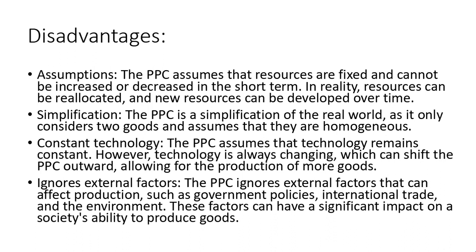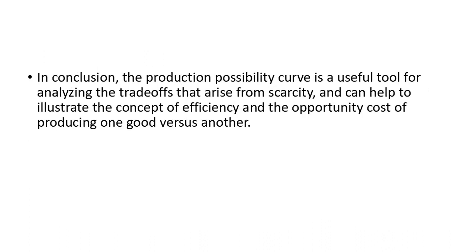The next disadvantage is ignoring external factors. The PPC ignores external factors that can affect production, such as government policies, international trade, and the environment. These factors can have a significant impact on the society's ability to produce goods. In conclusion, the production possibility curve is a useful tool for analyzing the trade-off that arises from scarcity and can help to illustrate the concept of efficiency and the opportunity cost of producing one good versus another good.